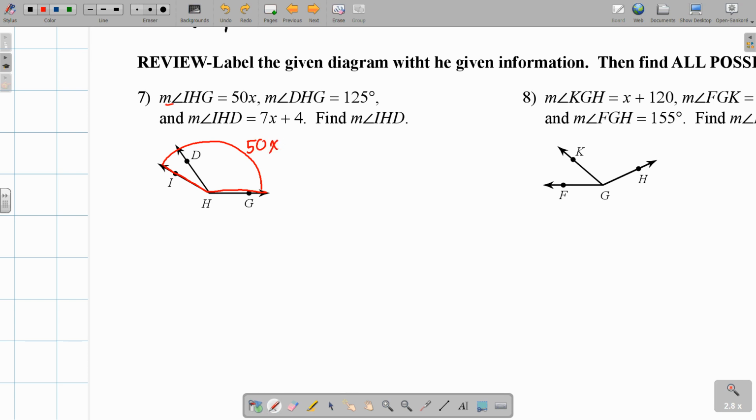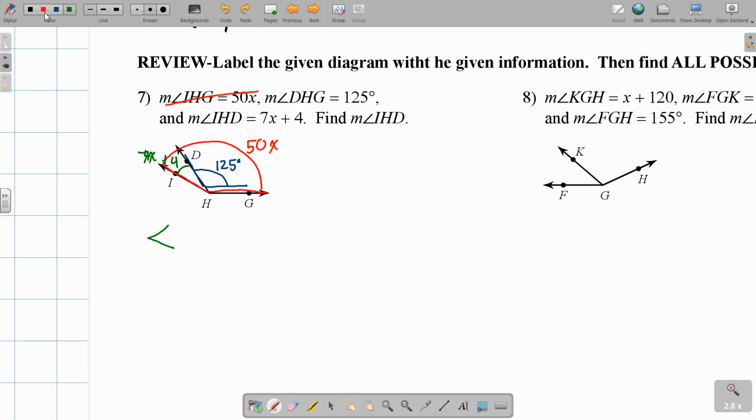X. Cross it as you account for it. DHG is 125. And IDH, which is right there, is going to be 7X plus 4. Think in terms of things before you think in terms of algebra.